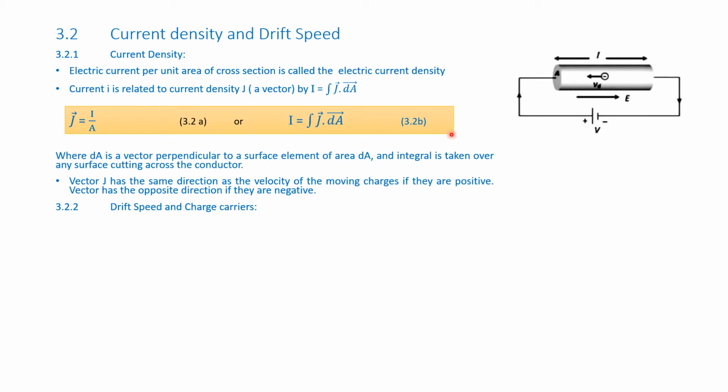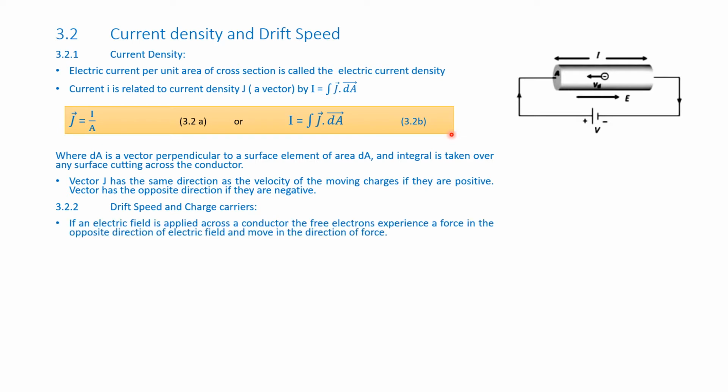Drift speed and charge carriers. If an electric field is applied across a conductor, the free electrons experience a force in the opposite direction of the electric field and move in the direction of the force. So, the negative end is connected here to the conductor and the positive end is connected here. Electrons experience a force and move in the direction opposite to E.